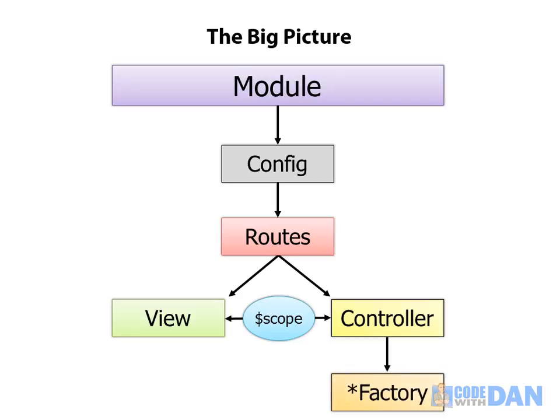Now, a controller will typically get its data from a factory or service, and I have a star here because there's actually multiple options we'll talk about. And then we bind that data into the view using directives. And you've already seen one of those in ngModel.